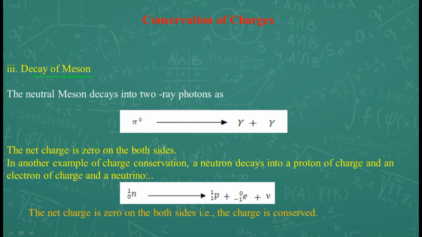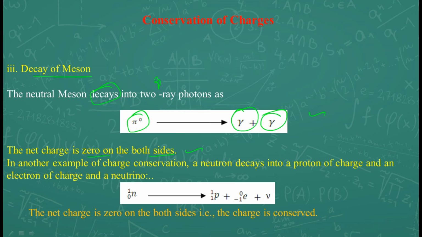So next, decay of mass. The neutral meson decays into two gamma ray photons. Decay means disintegration. Pi naught is the neutral meson, and it is converted into two gamma ray photons. So a neutral meson decays into two gamma ray photons. Okay? So the net charge is 0 on both sides, due to the conservation of charge.